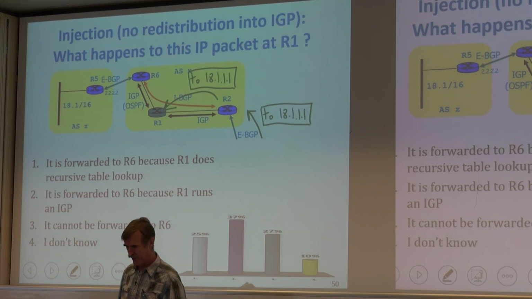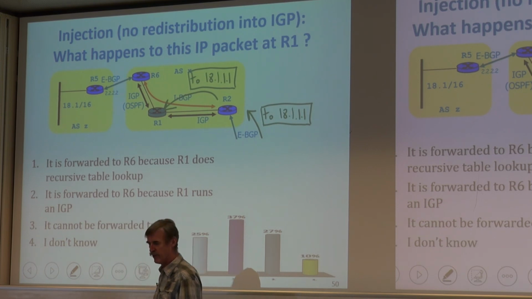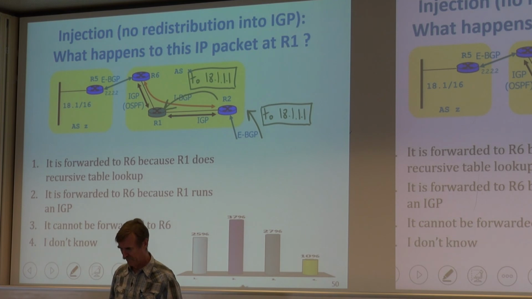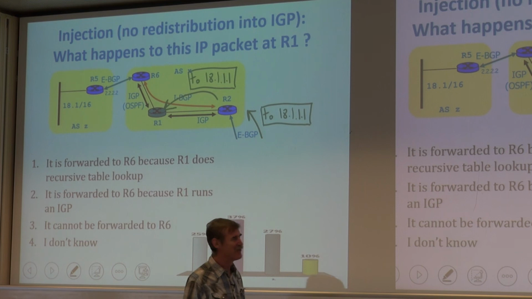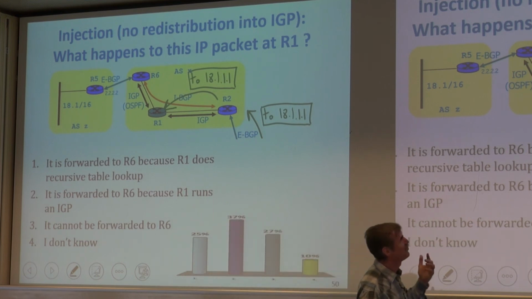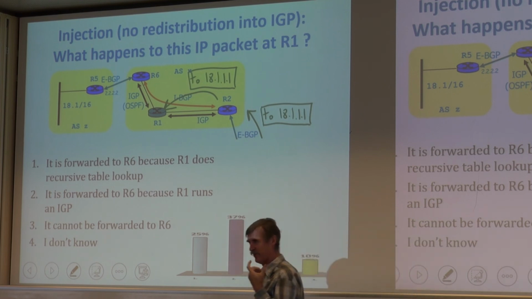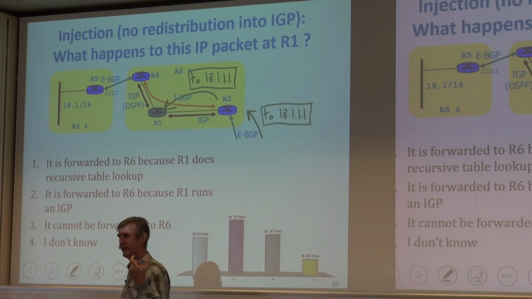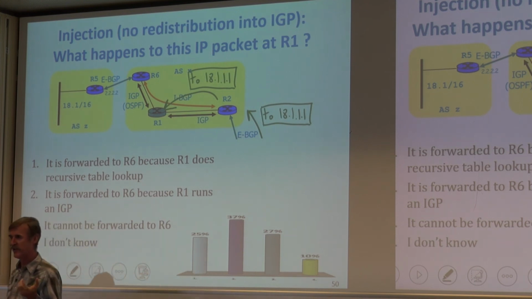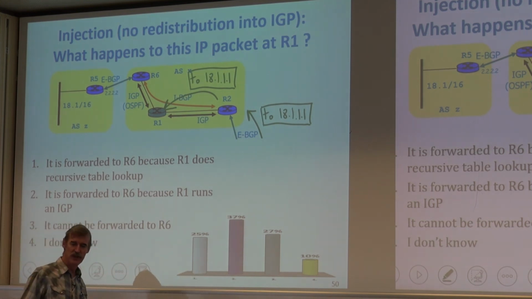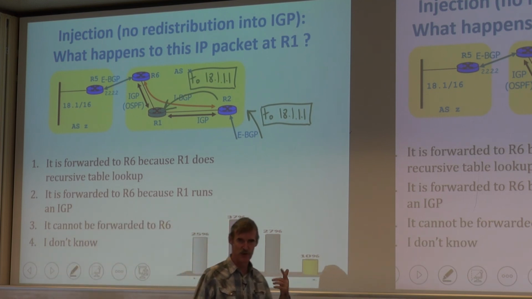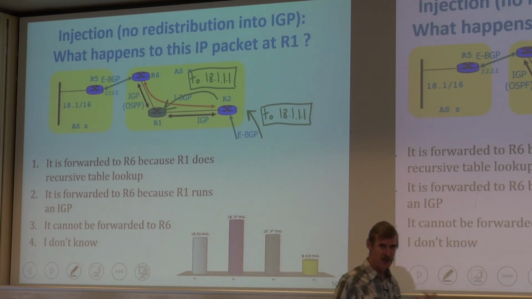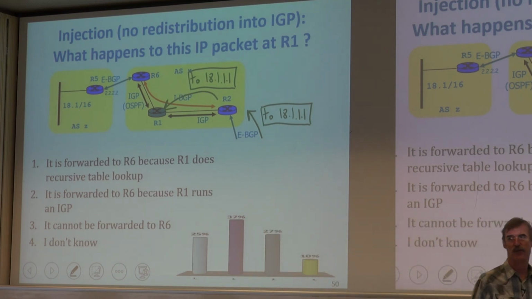So the majority thinks that it is forwarded to R6 because R1 runs an IGP. I'd love to understand how. So imagine you are R1. You receive a packet to 18.1.1.1, which is an exterior prefix. For the IGP, this prefix does not exist. Never seen it. It would exist if R6 would redistribute it into the IGP, but here we say we don't redistribute, we just inject. So this prefix is invisible to the interior routing protocol.